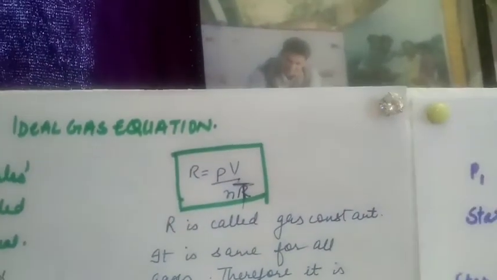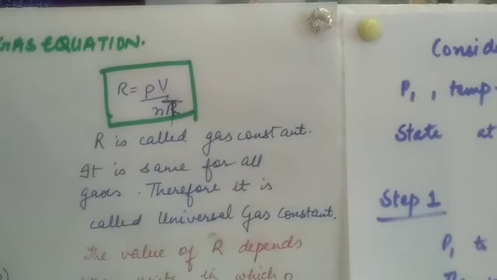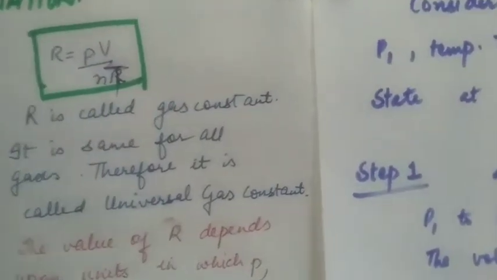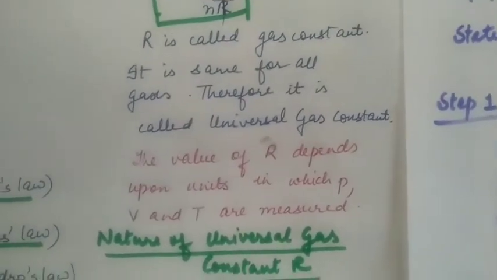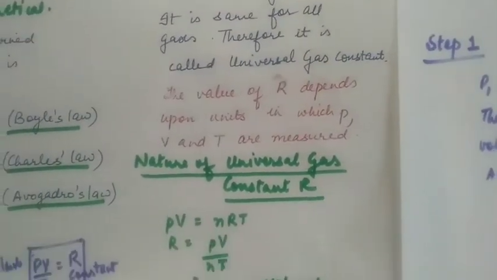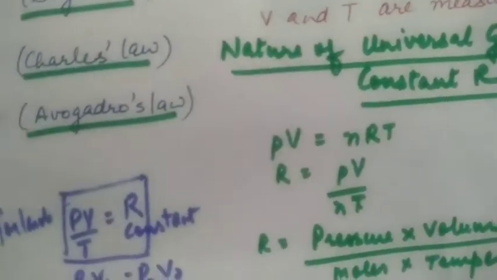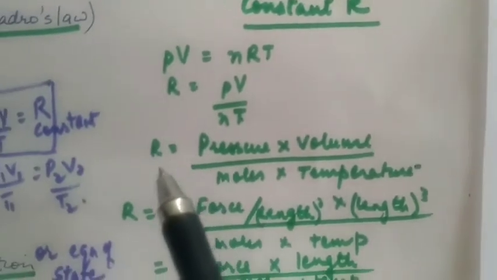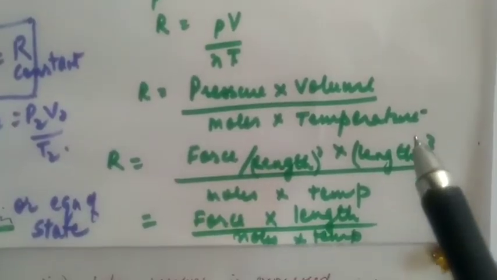PV upon nT. Now R is called the gas constant, and it is the same for all gases, so it's also called the universal gas constant. The value of R depends upon the units in which pressure, volume and temperature are measured. Consider the equation PV = nRT. R = PV/nT. So R is equal to pressure into volume upon number of moles into temperature.